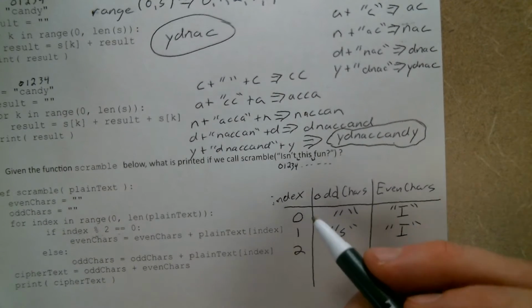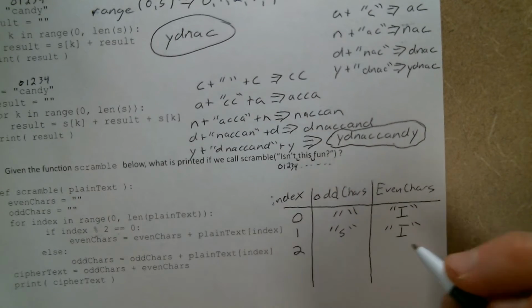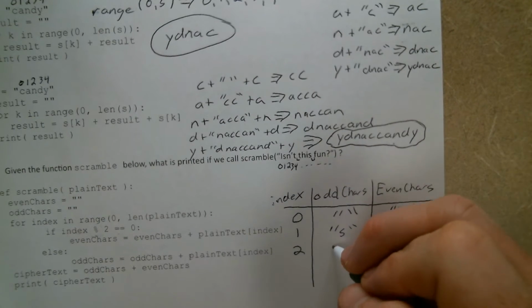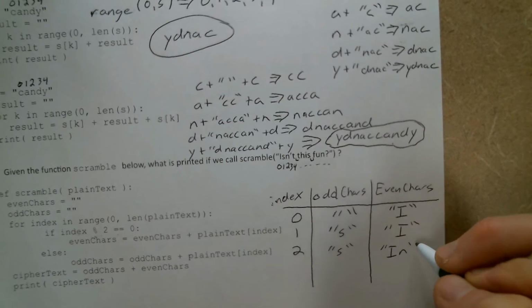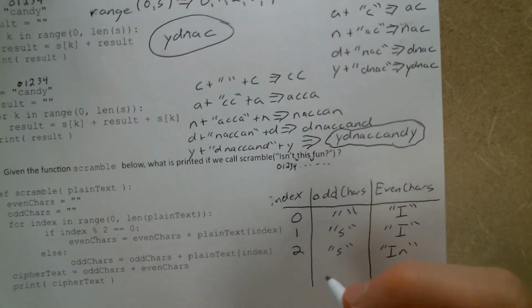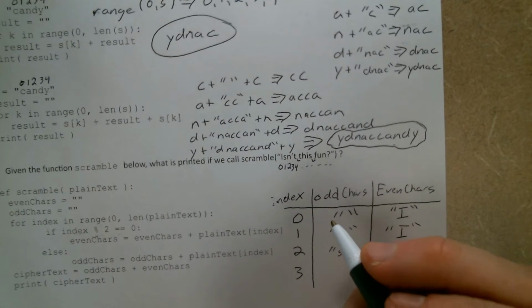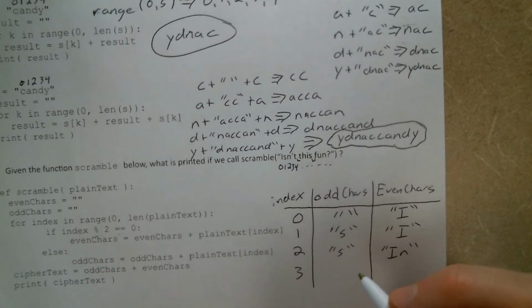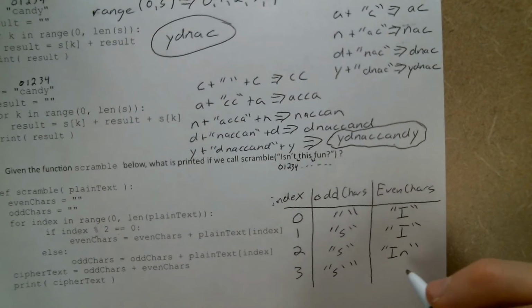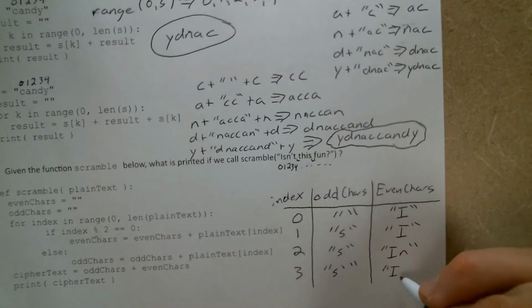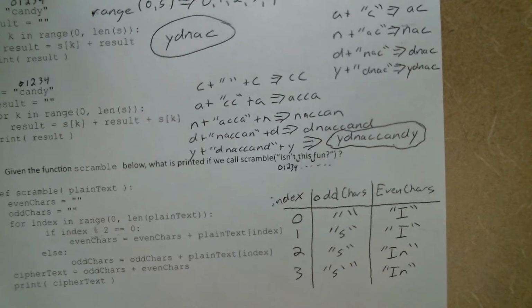So with index 2, that's the N. So N is now going to get added to our even characters variable. All right, and then we'd go up to 3. 3 was our apostrophe, so that's going to get added to our odd character variable. And then our even character variable would stay the same.